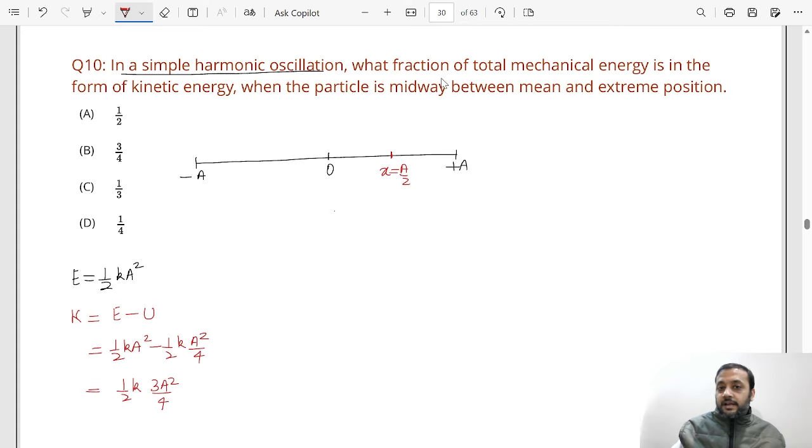Then the question was, what fraction of the total mechanical energy is in the form of kinetic? That means we have to find the value of K by E. So if you do this, you can see that half k a square, half k a square will get cancelled. We will be getting 3 by 4. So option B will be the correct answer for this question.